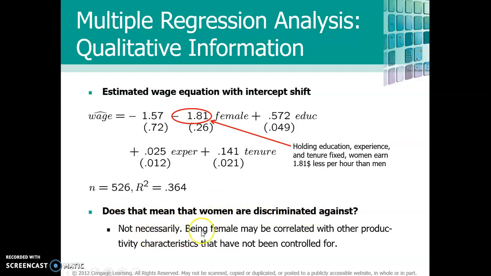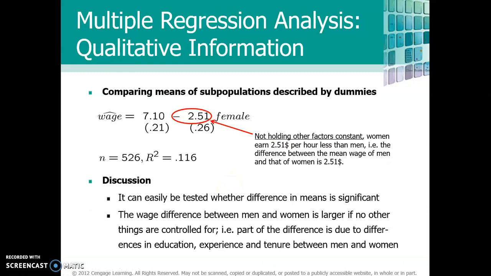Not necessarily, because being female might be correlated with other productive characteristics that have not been controlled for. In other words, characteristics that are not controlled for in this equation might actually account for why women earn less compared to their male counterparts.